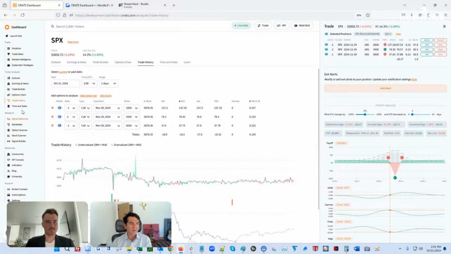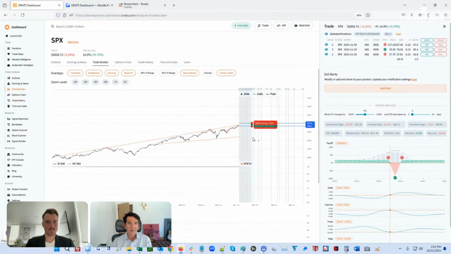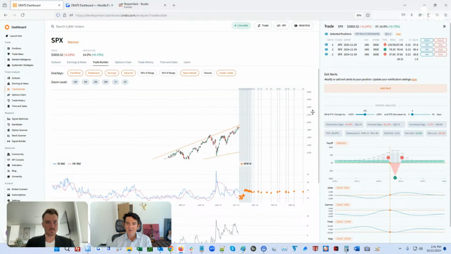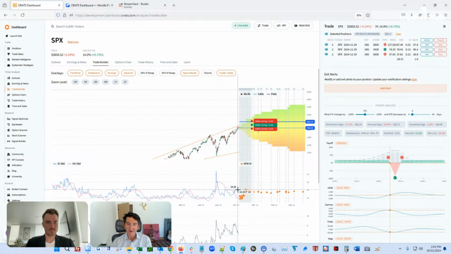This is the trade history tab. So it's really cool to look at. In the trade builder, you can also see where the strikes line up. And then you can also see that slope is coming down, but not enough. So we're down a little bit in this, but it's a longer term trade. So we're sticking with it, Tyler. Sounds good.